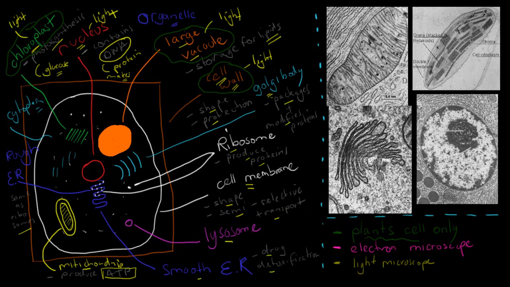And last thing, we have these four images. These are images of electron microscope diagrams of different organelles. The first one here is your mitochondria, so let's write M for mitochondria. This shape is always your mitochondria. You have that bean-ish shape, and you have some folding happening. That's to increase surface area for chemical reactions.